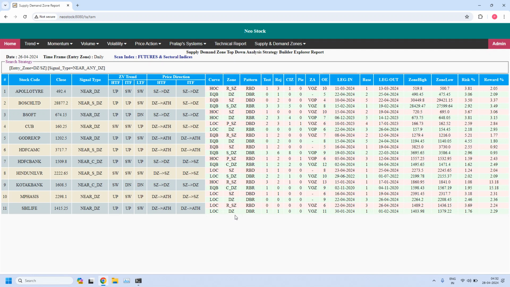That's it. So total we have identified 1, 2, 3, 4 and 5. So total 5 high liquidity daily demand zones we identified from this list.